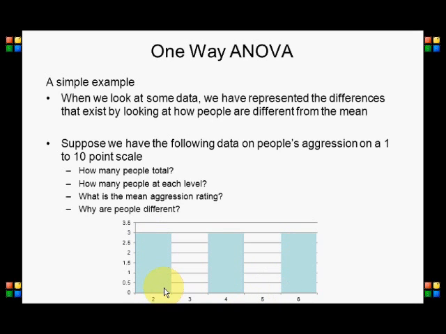I may wonder, how many people do I have at each level of aggression? Well, I have 3 people at this level, none here, 3 people here, none here, 3 people there. What's the average aggression rating for this group of people? Well, it's 4. And I may ask myself, why are these people different? It looks like I have maybe 3 groups, or maybe it's just everyone, and these values of 3 and 5 just aren't used that much.